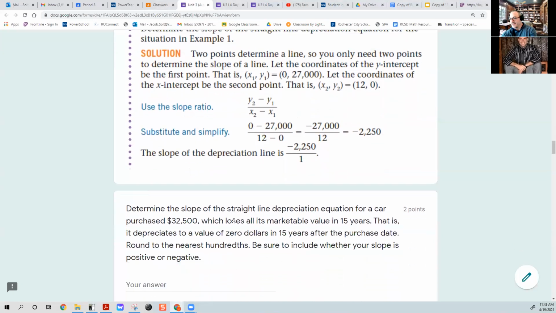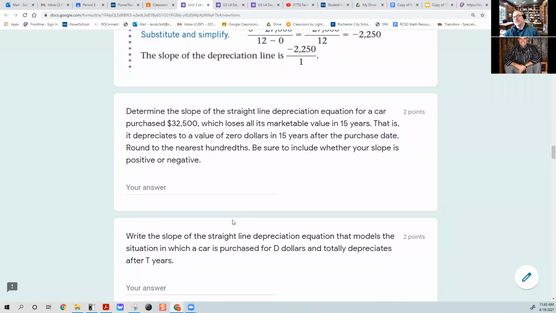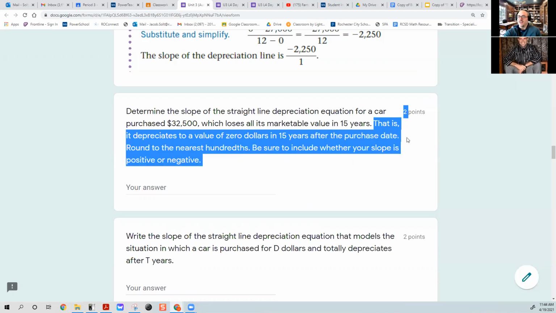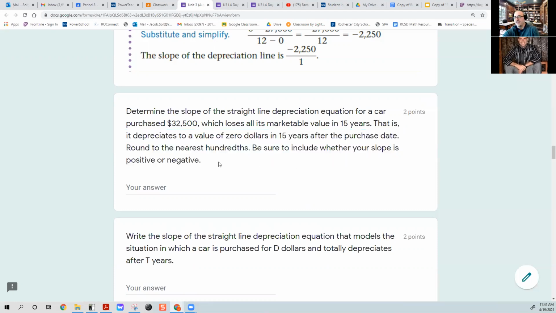Now you determine the slope of the straight line depreciation equation for a car purchased for $32,500, which loses all of its marketable value in 15 years. That is, it depreciates to a value of $0 in 15 years after the purchase date. Round to the nearest hundredths and be sure to include whether your slope is positive or negative. Go for it.